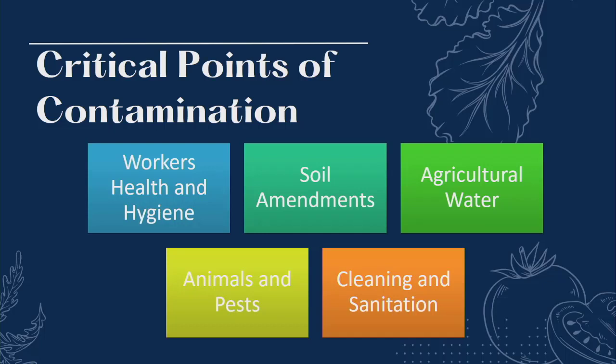This is pretty much based on what is in the GAPs and the Produce Safety Rule: worker health and hygiene, soil amendments, agricultural water, animals and pets, and cleaning and sanitizing. So just to take a look at a few specific areas, this is a sneak peek of the curriculum we are developing, and there will be more complex slides where we dig into those areas.